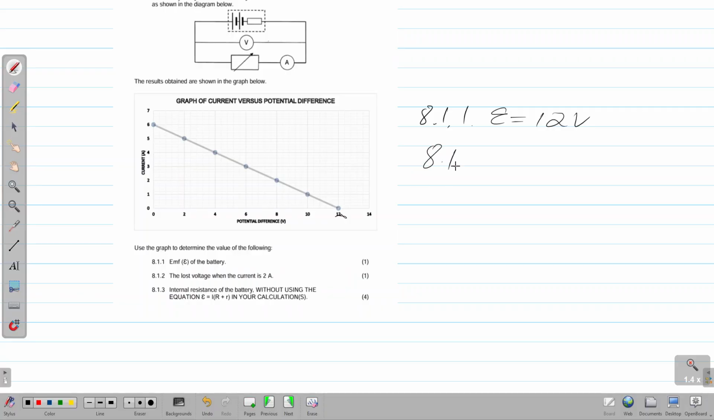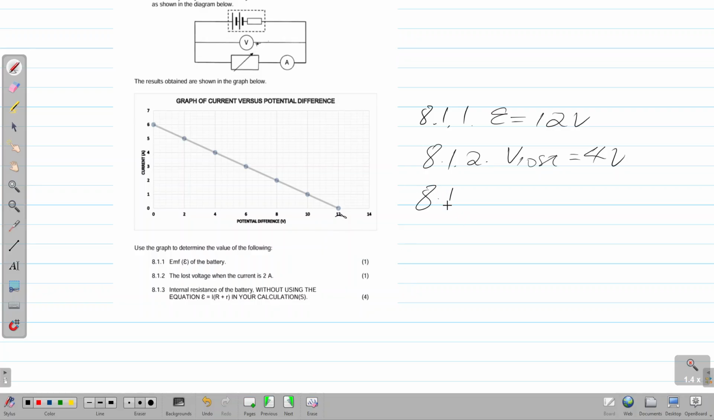And 8.1.2, the lost voltage when the current is 2. When the current is 2, we have external voltage. So this potential difference we're talking about is the external voltage, the V here, the voltage of the circuit. If this reads 8, but the EMF is 12, then we've lost how many volts? 4 volts. So V lost is equal to 4 volts.